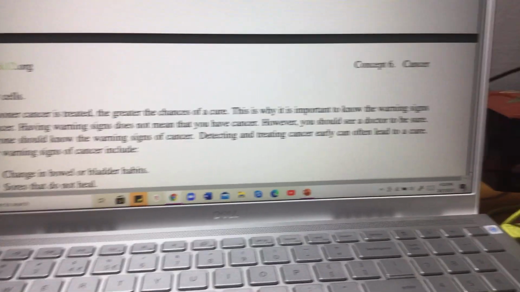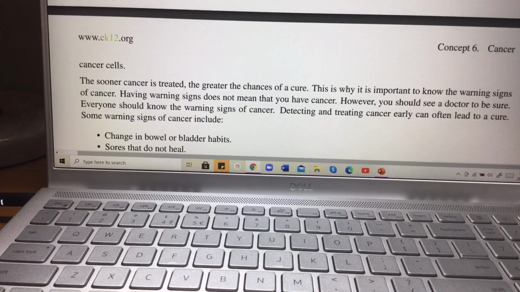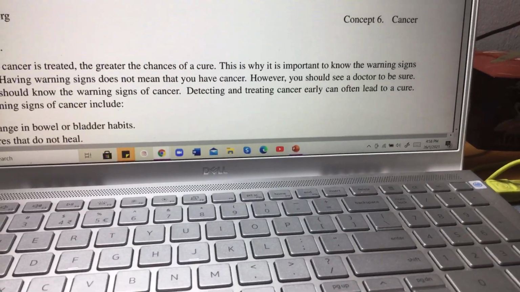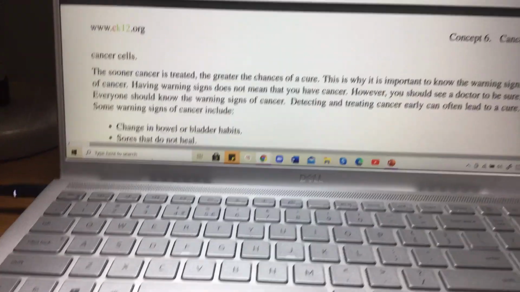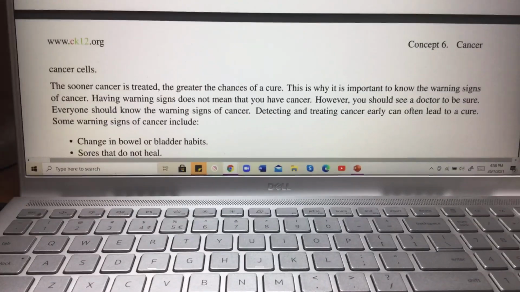This is why you should know the warning signs of cancer. Having warning signs does not mean you have cancer. However, you should see a doctor to be sure. Everyone should know the warning signs of cancer. Detecting and treating cancer early can often lead to a cure.